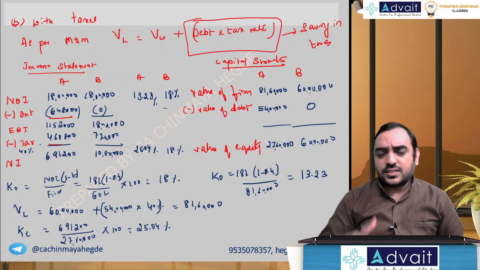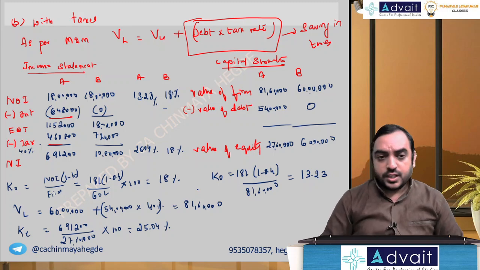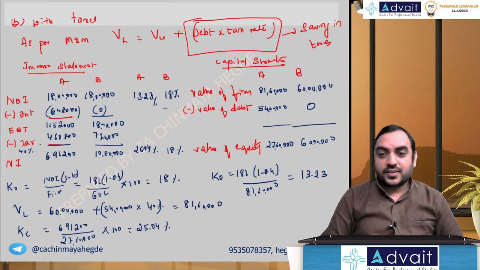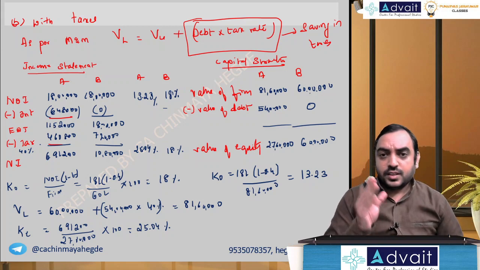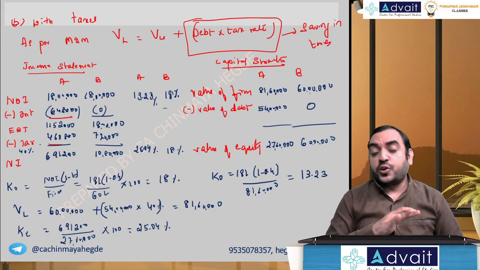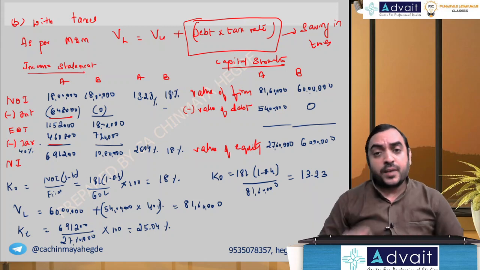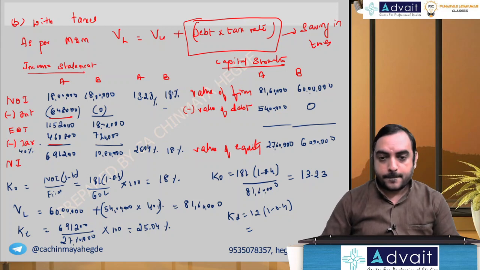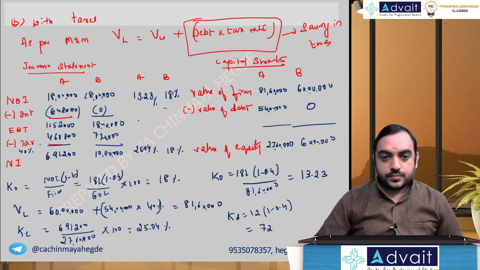Okay, cost of debt I have not asked, but if you have to write, can you tell me what will be the cost of debt for company A? Should I write 12% for company A? Cost of debt, should I write 12%? No, it is before tax. After tax means what should I do? Multiplied by 1 minus T. If you have to write cost of debt, 12 into 1 minus tax rate, 7.2.